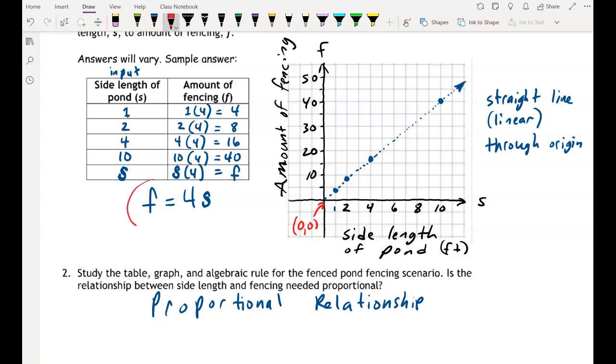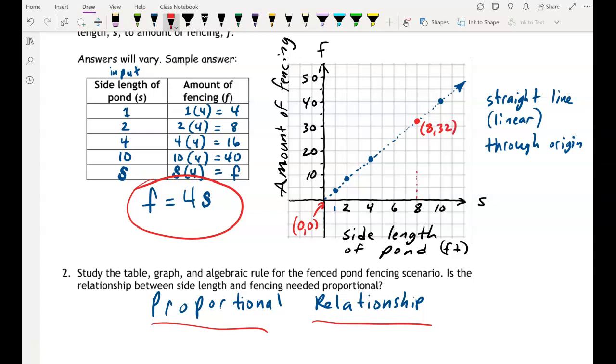Now that we know the algebraic rule, we know it's proportional. We've drawn our graph. We've completed the table. It's amazing. And now any place on here, I could say, hey, what does this point right here mean? What is this spot right here on the graph? And you would be able to tell me, hey, that means that if you have a pond that has a side length of 8 feet, the number of feet of fencing you would need would be 32.